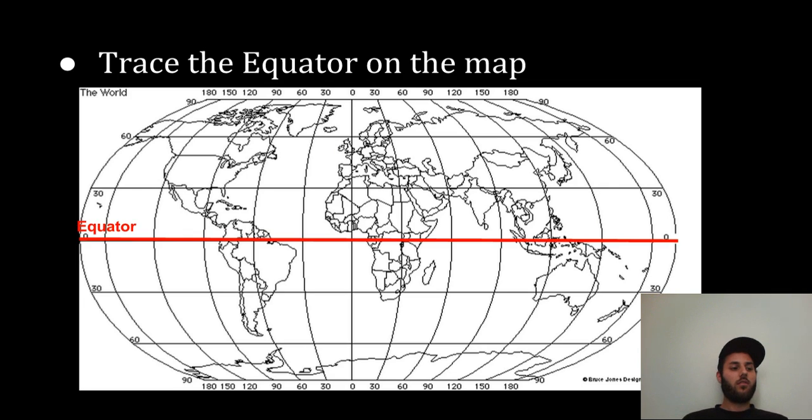So the equator is the line of latitude that measures 0 degrees. Every line of latitude starts here. To find other lines of latitude, we move either north or south of the equator. Go ahead and trace the equator on the map.